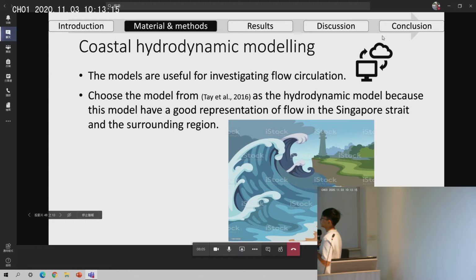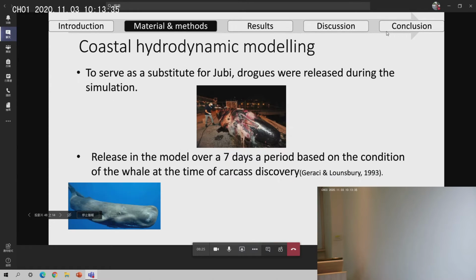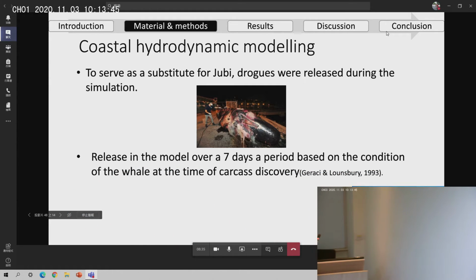Coastal hydrodynamic models are useful for investigating flow circulation. We chose the model from this paper as the hydrodynamic model because it gives a good representation of flow in the Singapore Strait and the surrounding region. To serve as a substitute for the carcass, drifters were released during the simulation, released in the model over a 7-day period based on the condition of the whale at the time of carcass discovery.